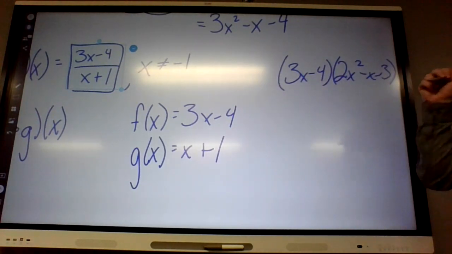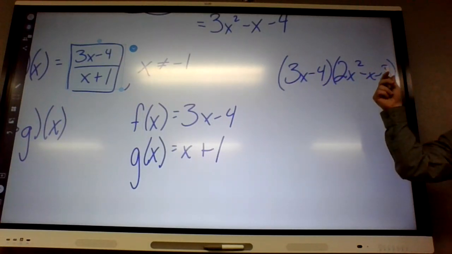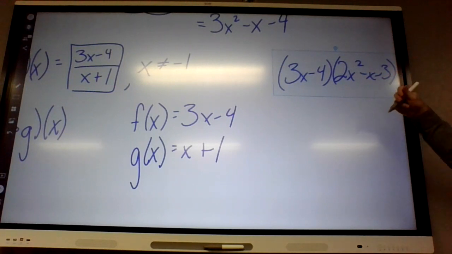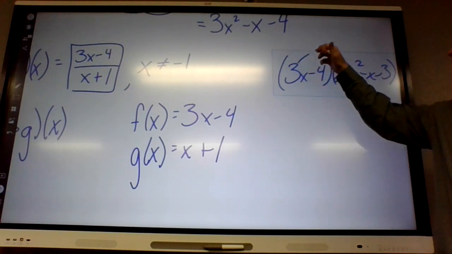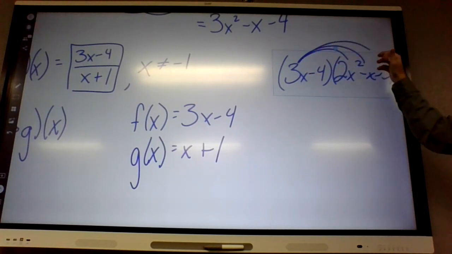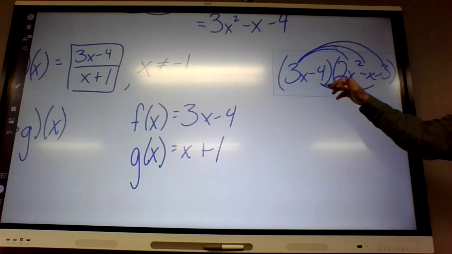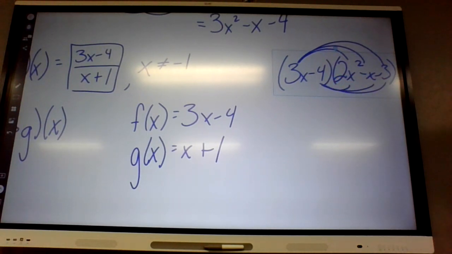You guys know how to multiply those two things together? FOIL? Not really FOIL. This is 3 terms, so you can't really use FOIL. Yeah, super FOIL. 3x times all 3 of those, and minus 4 times all 3 of those. Then you add all the like terms.